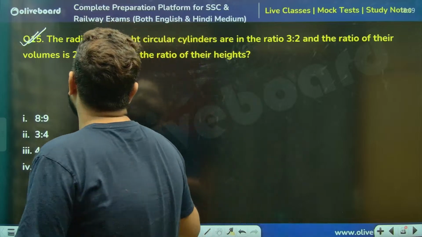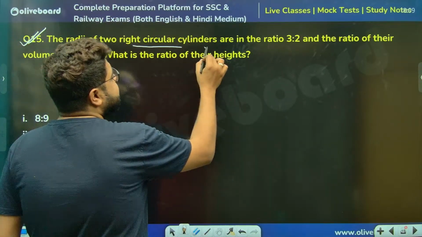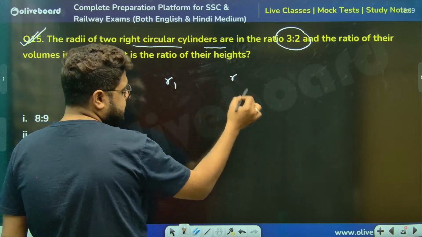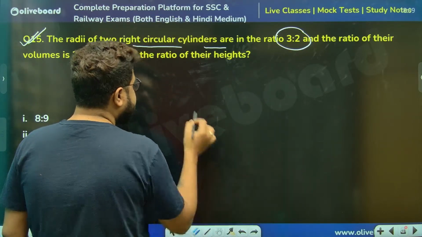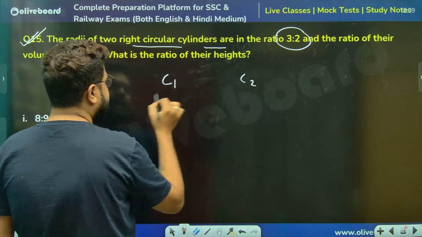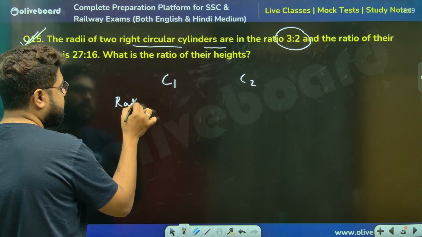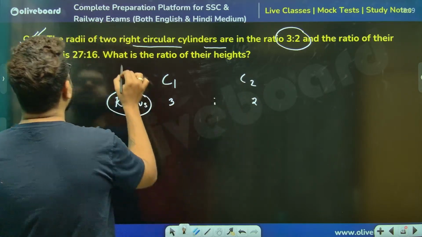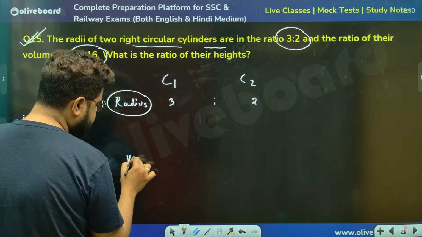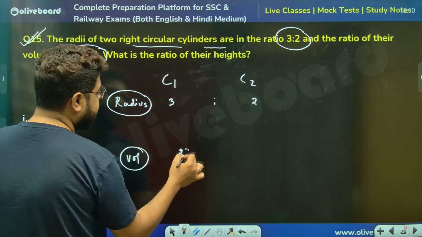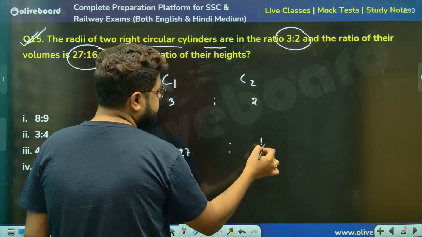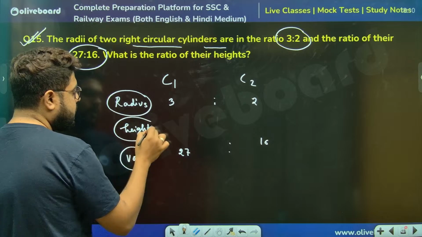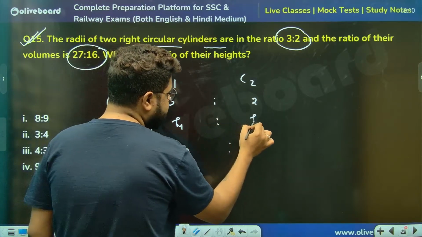Lengthy. So radius of 2 right circular cylinders are in this ratio. Cylinder 1, cylinder 2. Radius ratio is 3 to 2. Ratio of their volumes is 27 to 16. Right? Height, I don't know. I'm taking H1 ratio H2.